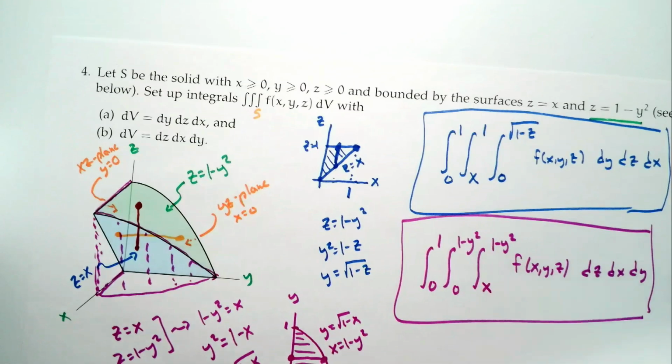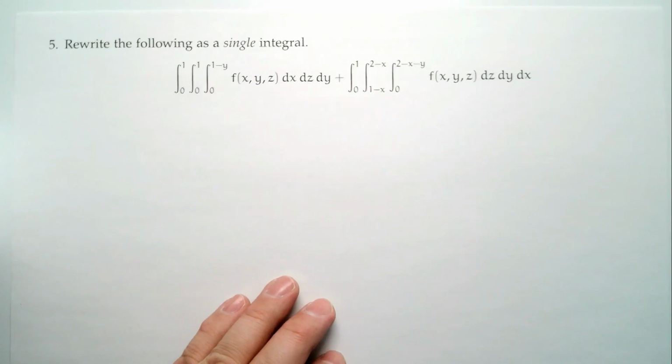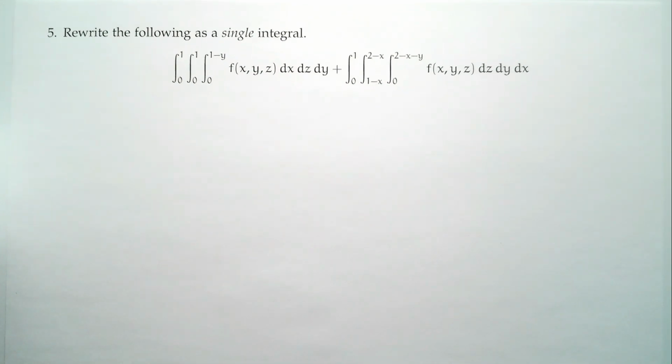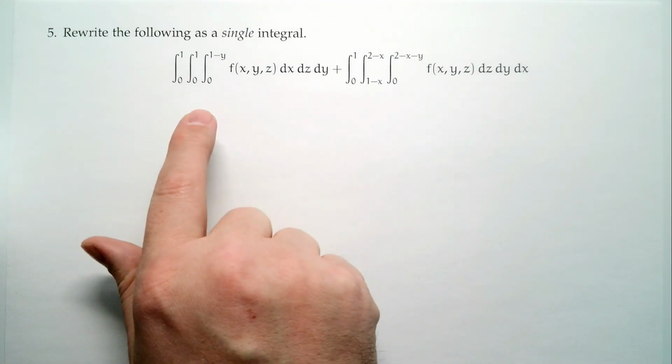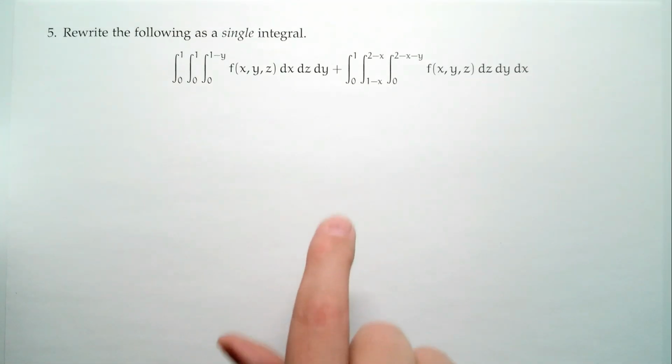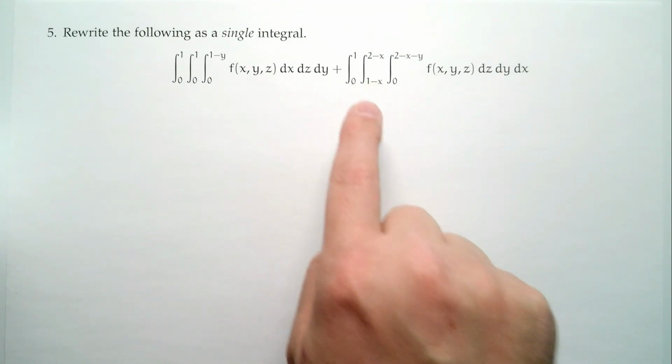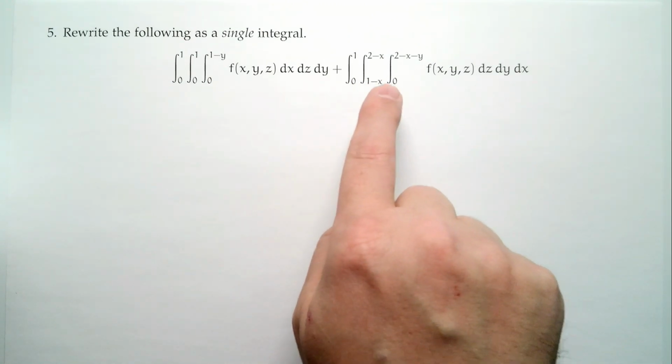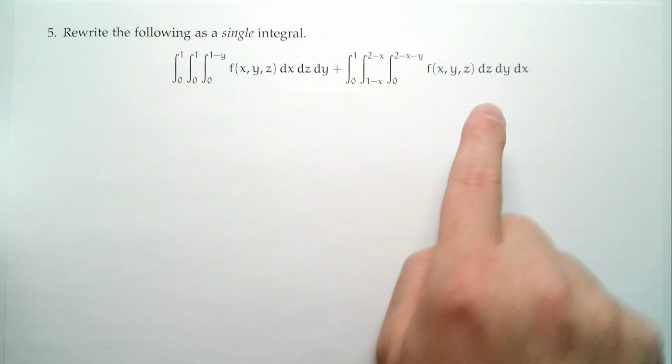So we should probably practice a little bit more, because number 5 kind of has a similar feel. All right, rewrite the following as a single integral. Ooh, one integral. See, currently we have 2 integrals. There's an integral from 0 to 1, integral 0 to 1, integral 0 to 1 minus y, in the order dx, dz, dy, and then there's 0 to 1, 1 minus x to 2 minus x, 0 to 2 minus x minus y, dz, dy, dx.